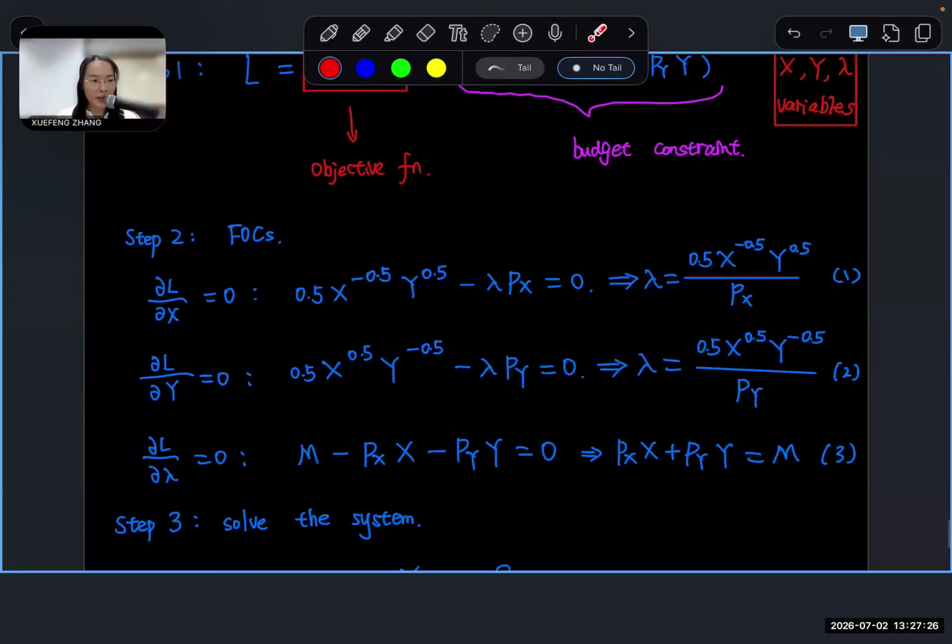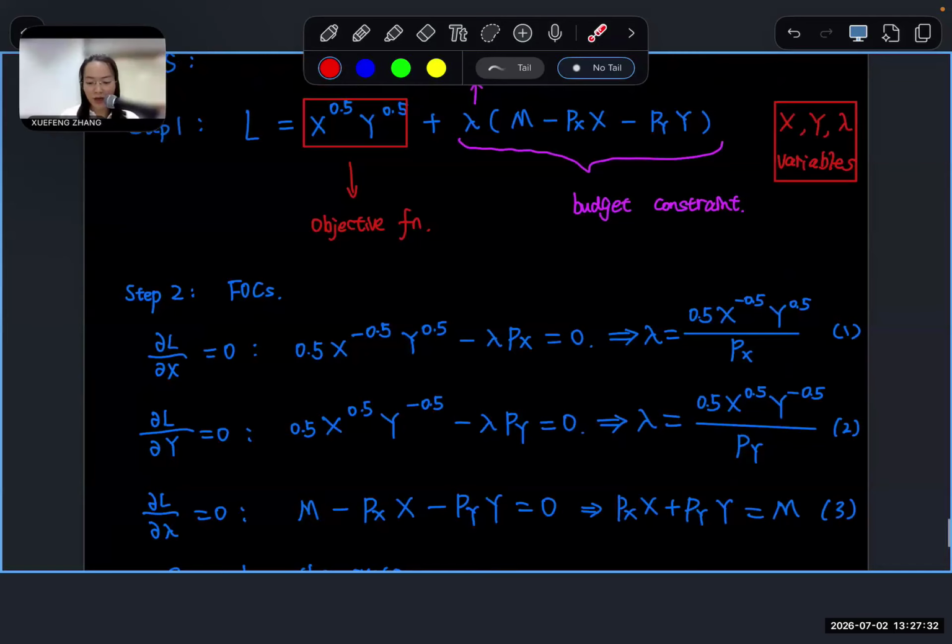The last variable, which is lambda, so we take first order condition for lambda, we have just this one, right? Just the budget constraint here, okay? So which is m minus px times x minus py times y. We set it equals 0, and then we rearrange it, okay? We move m to the right side. So here gonna be our third equation.